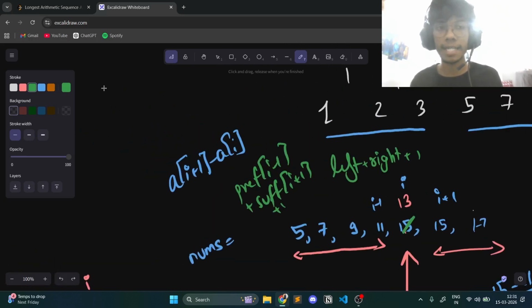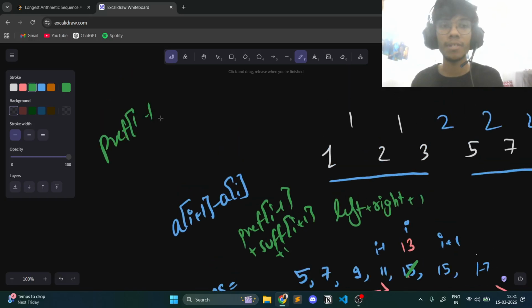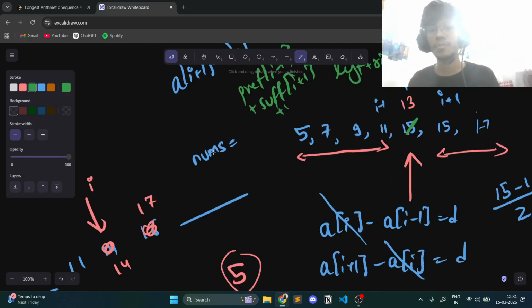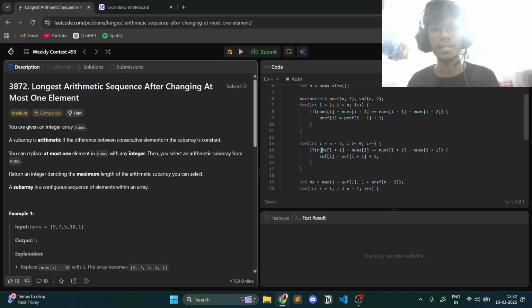Otherwise, if we are extending the left subarray, this would be prefix of i minus 1 plus 1. If we are extending the right subarray, this would be suffix of i plus 1 plus 1. And that is it for this problem. We can take the maximum of all such cases.